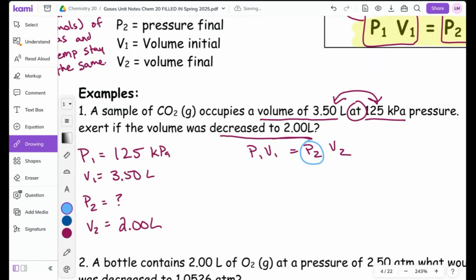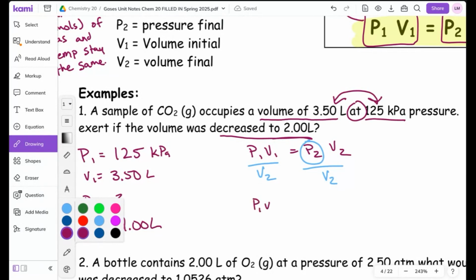Now, what we'd have to do is say, mathematically, what's happening between P2 and V2? Well, that's multiplication. What's the opposite of multiplication? Dividing. And we need to divide by V2. And what you do to one side, you have to do to the other side. We do not divide by P2, because that does not accomplish the goal of isolating P2.